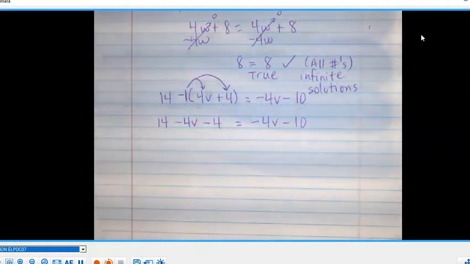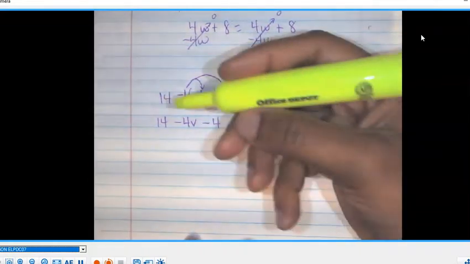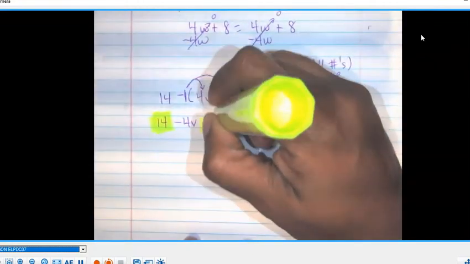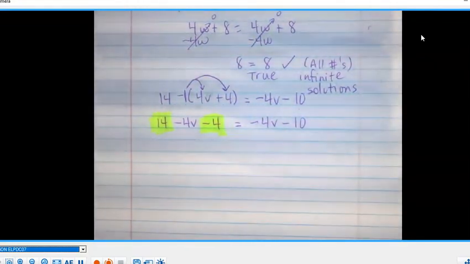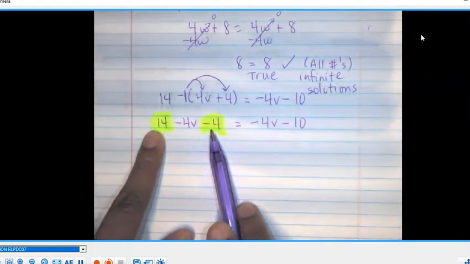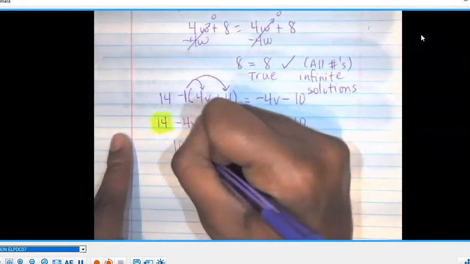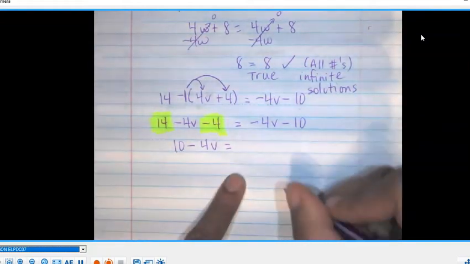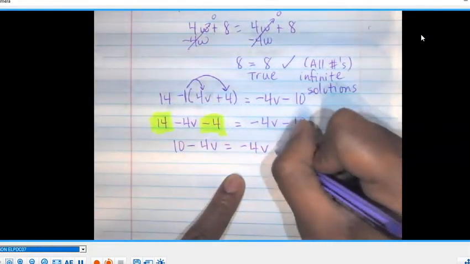Do I have any CLT, combined like terms? And I do. I have this positive 14 and this negative 4. So now when we sit back and look at this, I know that 14 minus 4 is 10 minus 4v. That's on the left side. Can't do anything else. And then I have negative 4v minus 10.